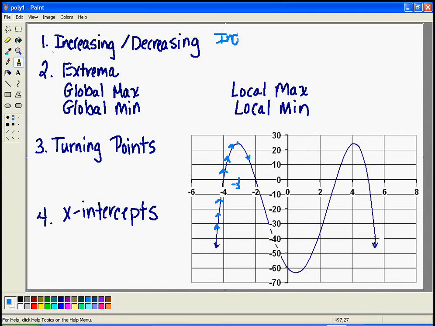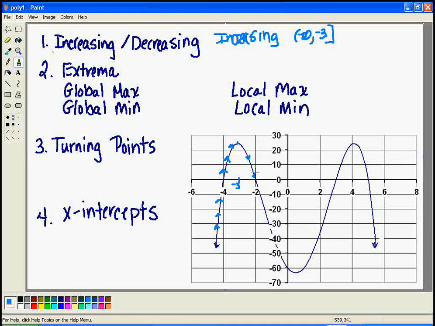The first interval where I'm increasing is going to be from the beginning of this function, which in this case is -infinity, to -3. So that's my first interval, -infinity to -3. And now I include the endpoints for whatever reason.